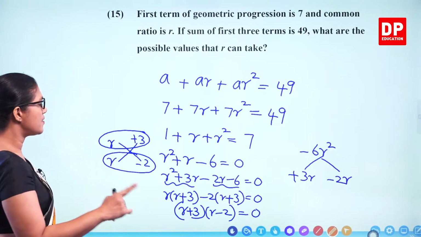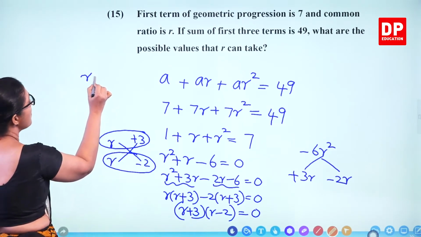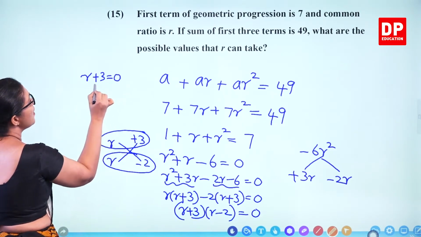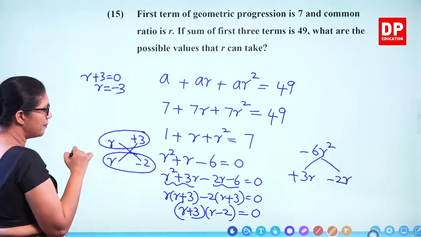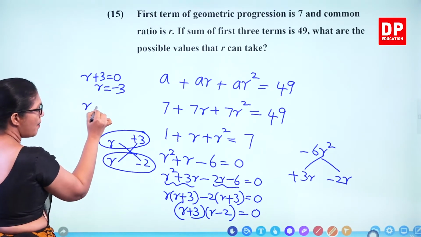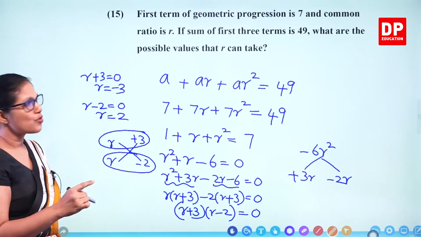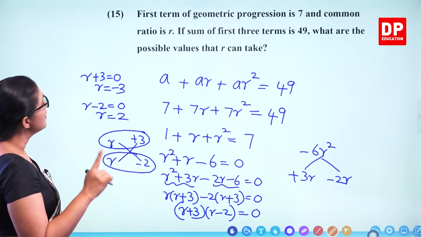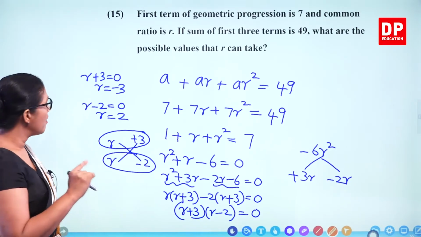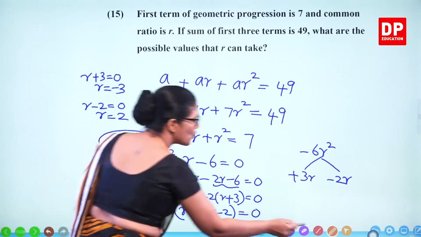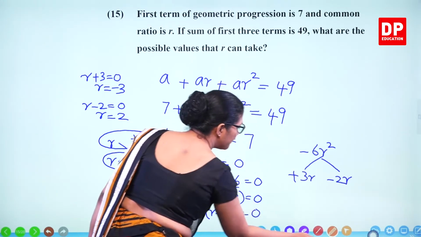Now the product is equal to 0. R plus 3 is 0, which means r can be minus 3, or r minus 2 is 0, which means r can be plus 2. So it is either minus 3 or plus 2. So you get 2 marks for that.